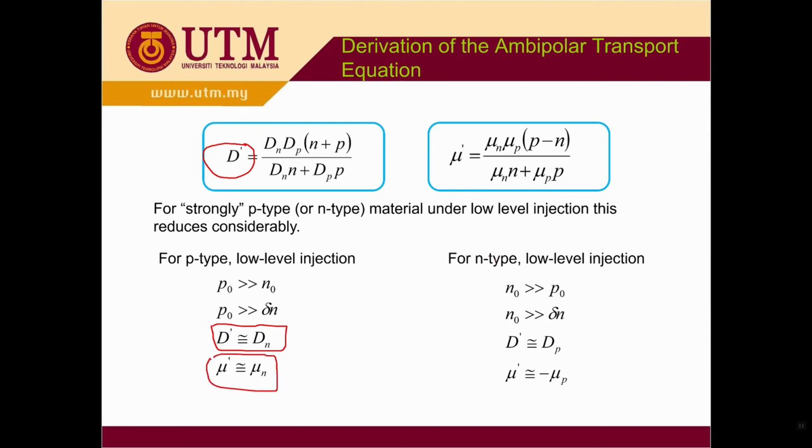For an n-type semiconductor, your n0 is larger than your hole concentration. Your n0 is larger than your excess electron, and then you get this. This is what you want, and you get this negative here.